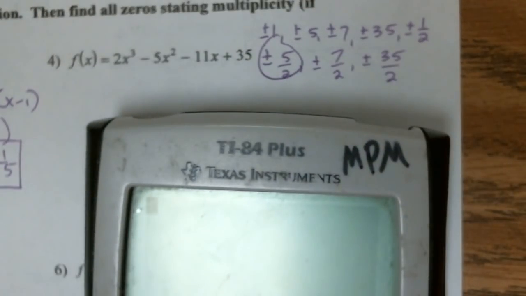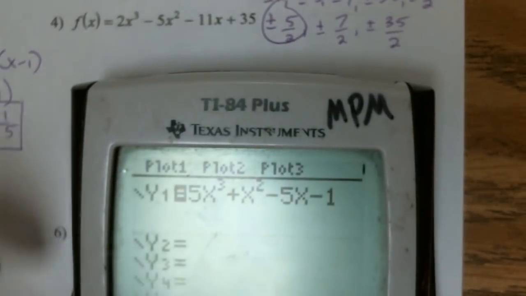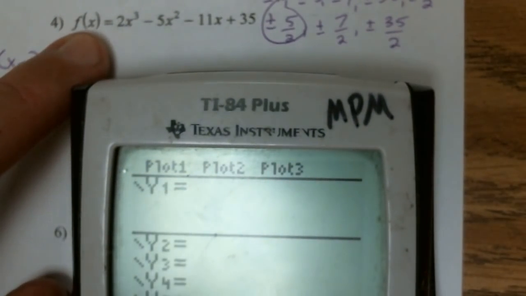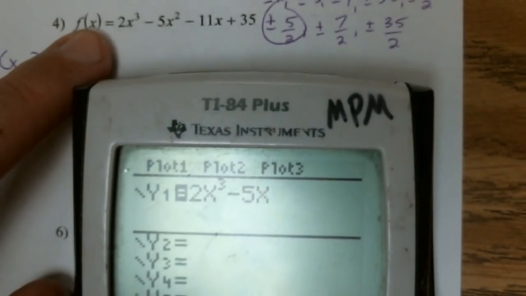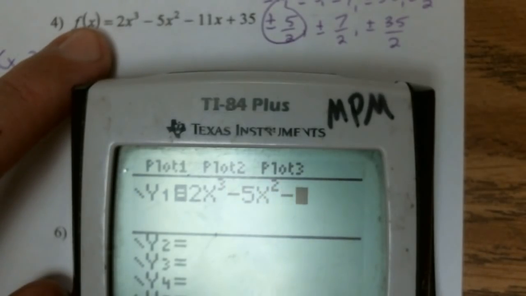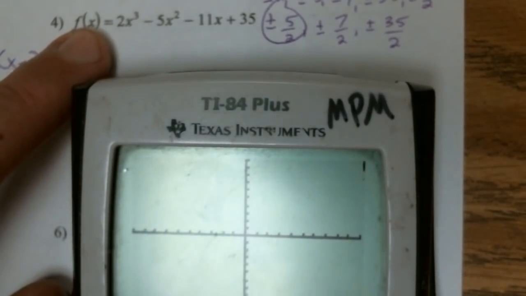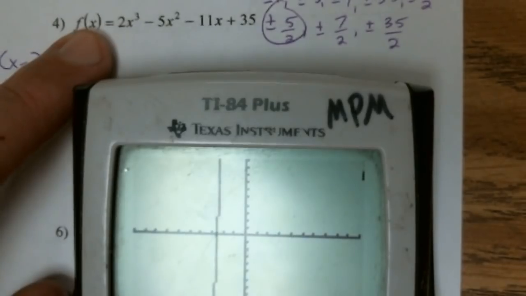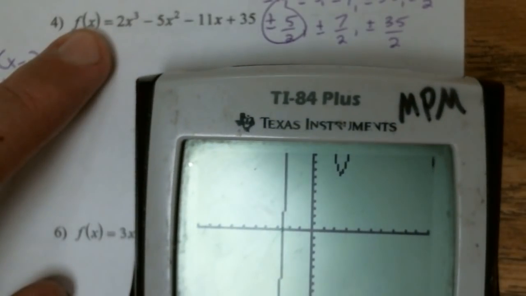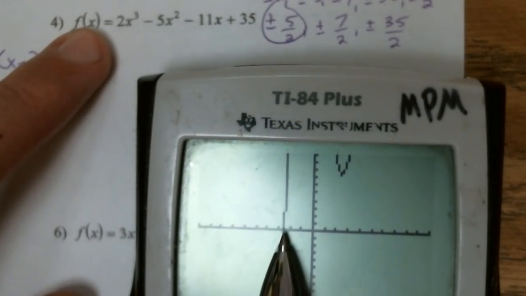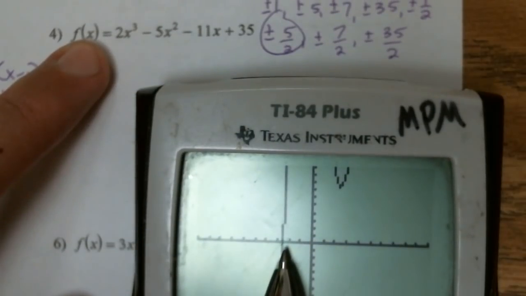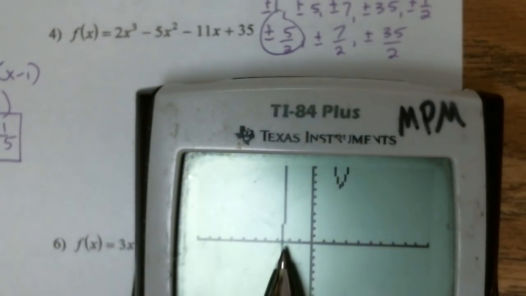All right, so now I'm going to have to go to my graph, and I'm going to have to get some possible starting places. So let's type in 2x raised to the third minus 5x squared minus 11x plus 35. Let's graph that, see what it looks like. Okay, well there you go. This is what I was just talking about. That doesn't cross at a nice whole spot. Okay, so we're going to have a 0 that's not at a whole number.